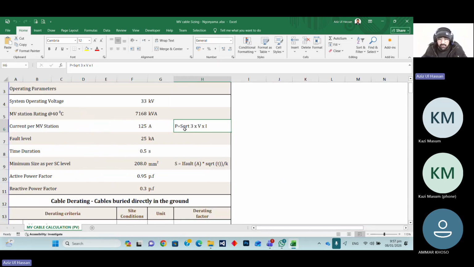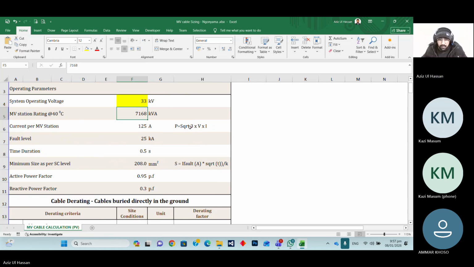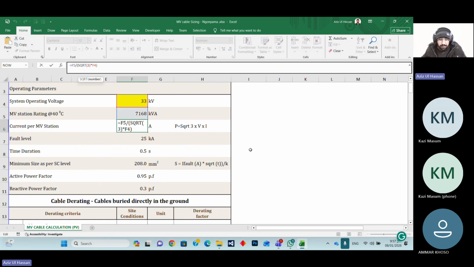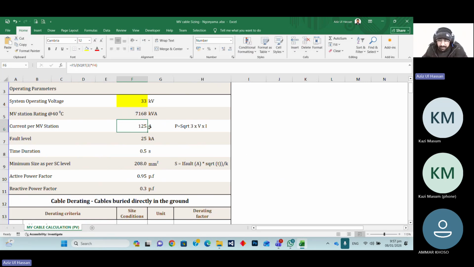P is equal to square root of 3 VI. So we have that power, and we should get this current. Current I is equal to P divided by square root of 3 multiplied by the voltage. So I have just applied this formula and calculated the current.